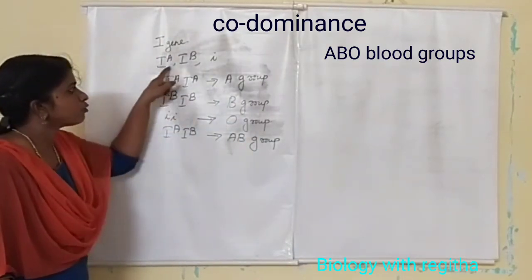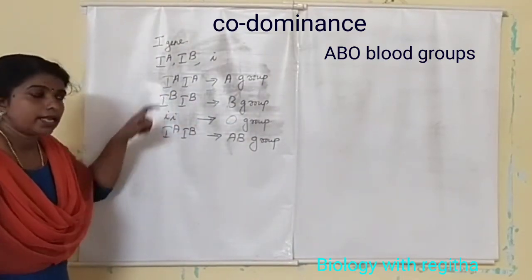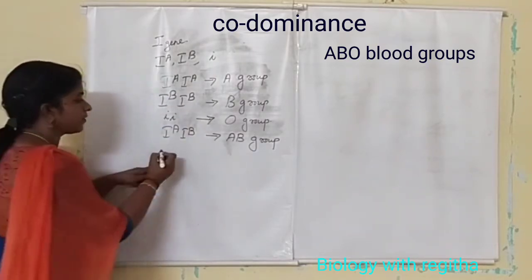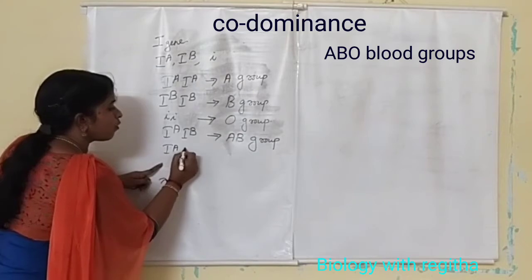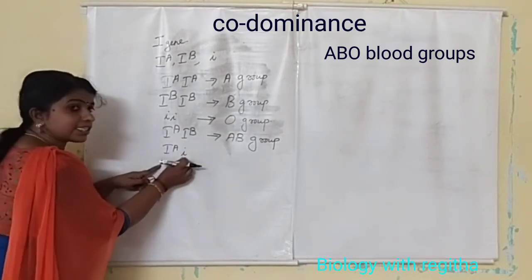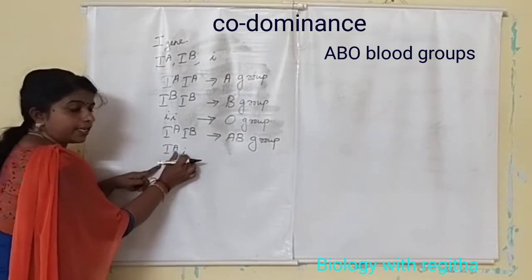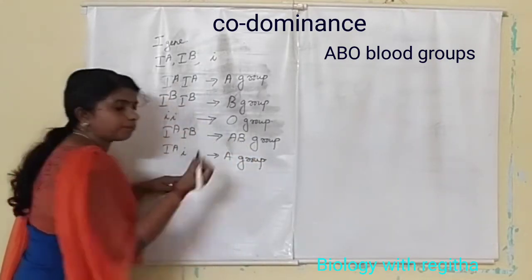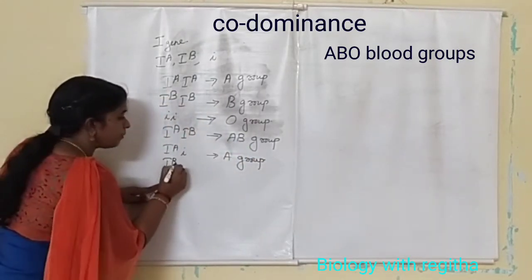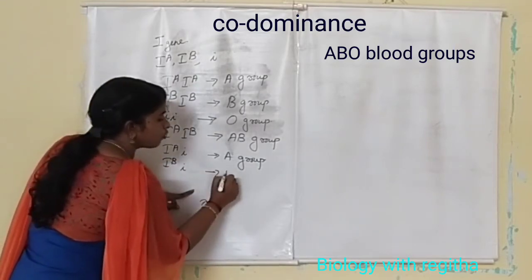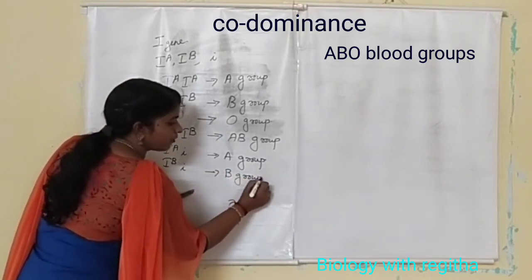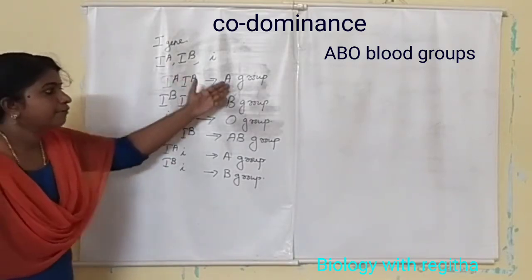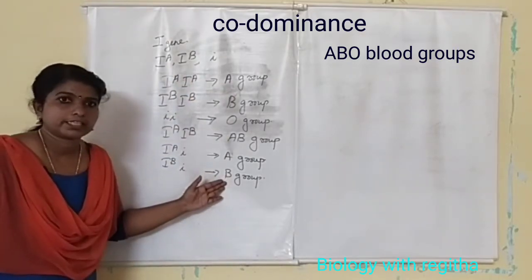And here I wrote IA IA for A group. This is homozygous condition. And if it is in heterozygous condition, how can we write? IA small i, because i is recessive. So IAi also results in the A group. And if it is IB small i, then it also becomes B group. So these are the different genotypes of different blood groups in human beings.